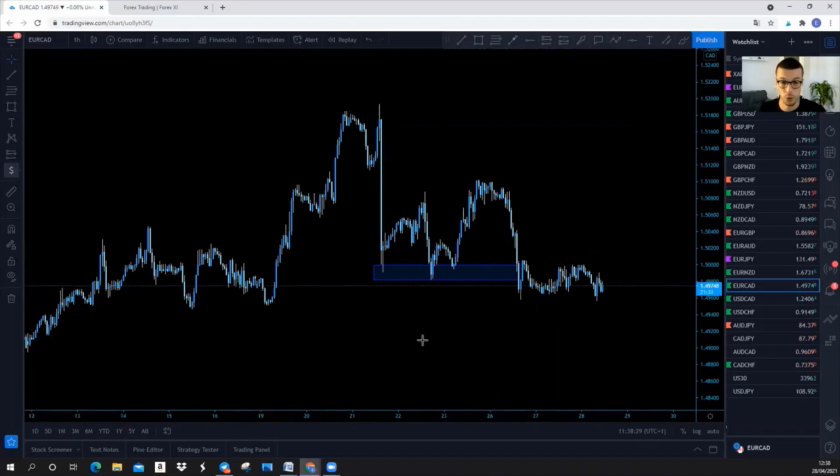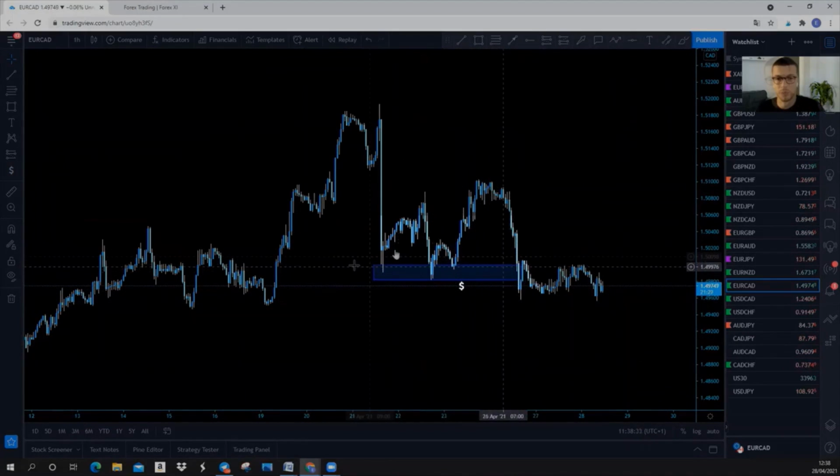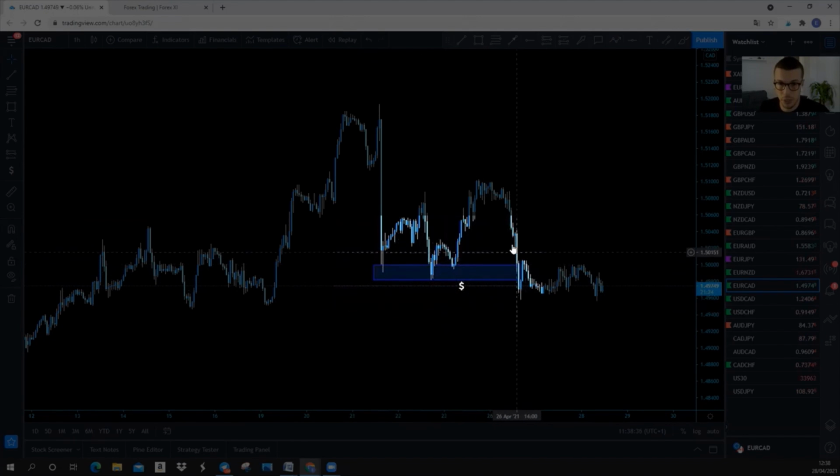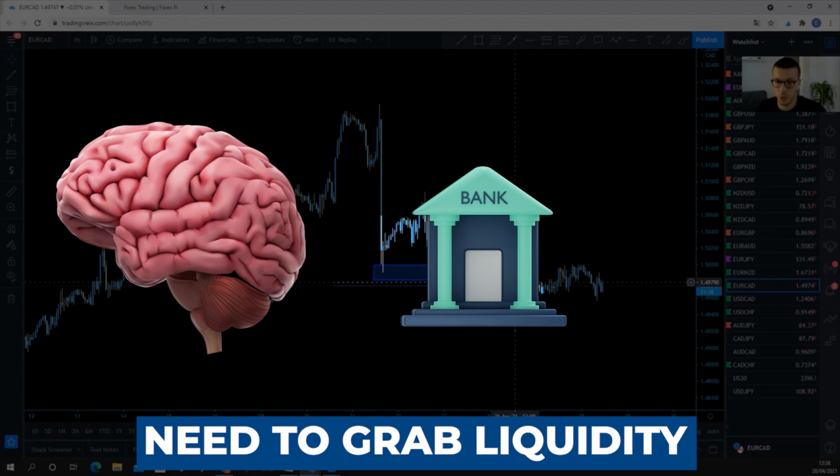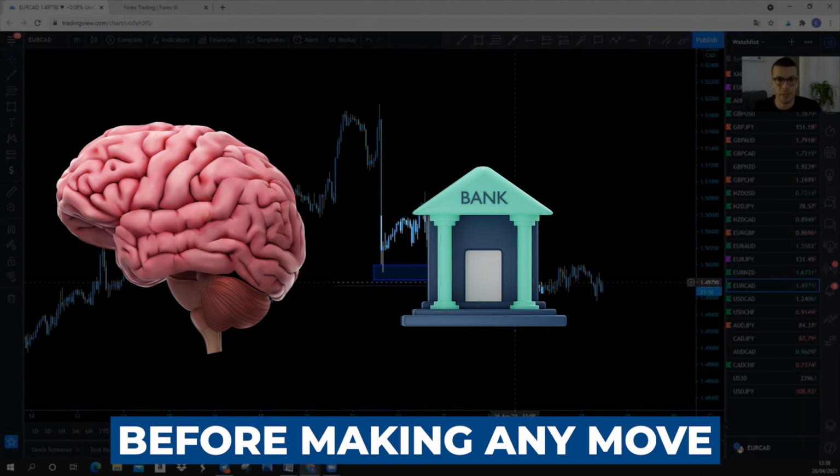Of course, therefore, below this level, right here, below this double bottom and support, there was liquidity which was grabbed. So keep in mind that the market, the banks and financial institutions need to grab liquidity before making any move.